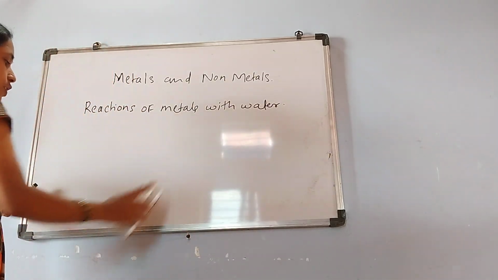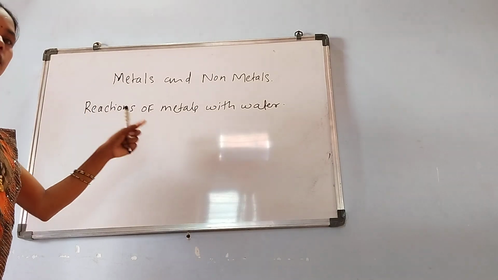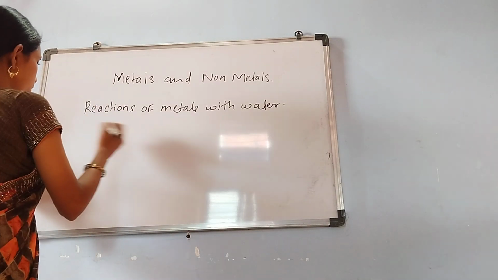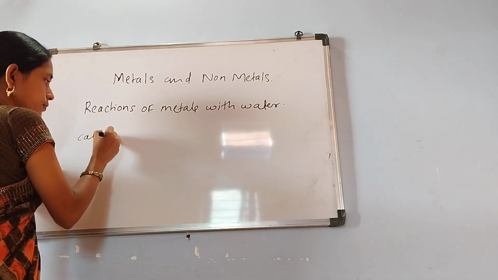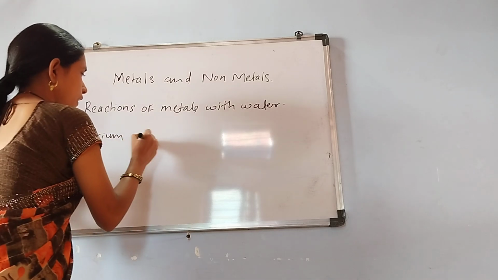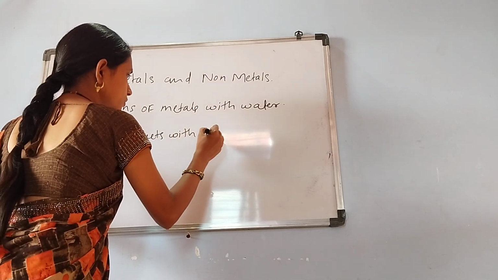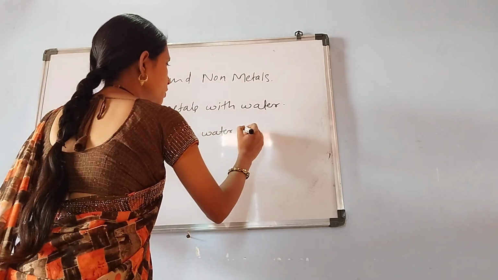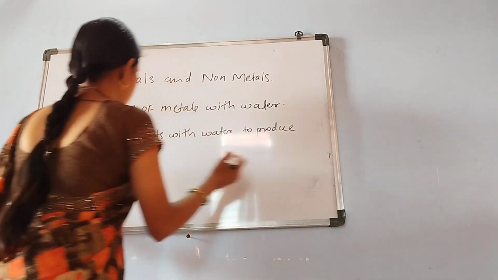Okay, next element we can take is calcium. Calcium reacts very little, it is very less reactive with water. If calcium reacts with water, it forms calcium hydroxide. Calcium reacts with water to produce calcium hydroxide.